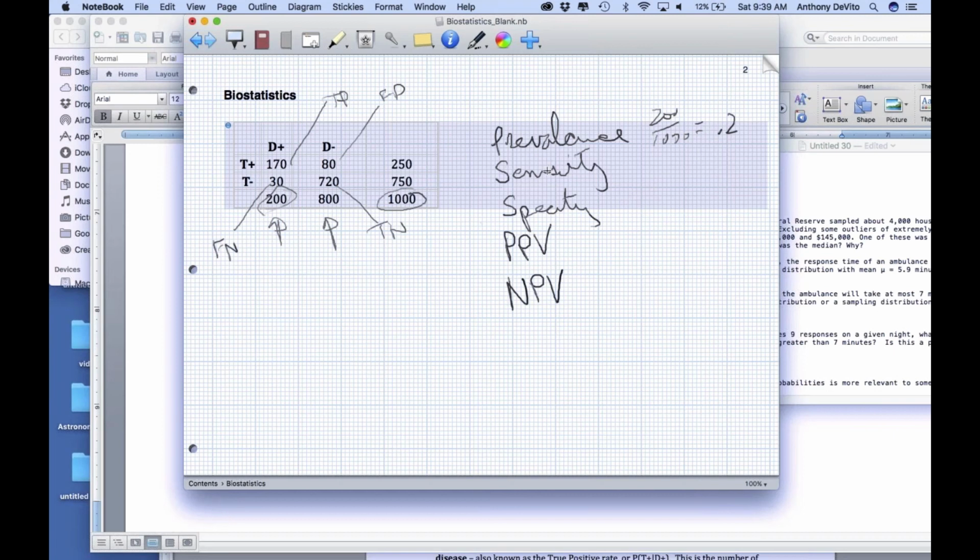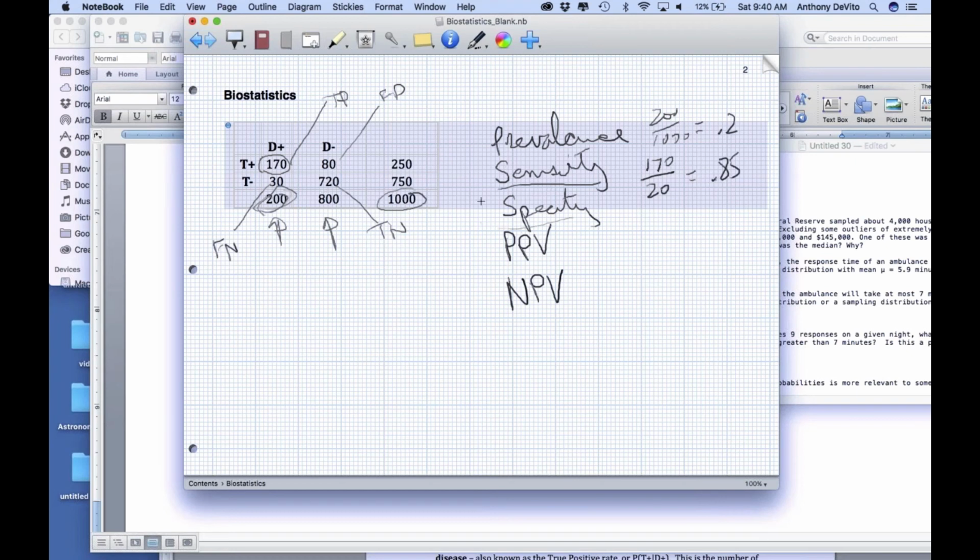Okay, now sensitivity. Sensitivity is how good the test is at identifying people that have the disease. 200 people have the disease. It correctly predicted they had the disease in 170 cases. So the sensitivity is 170 over 200, okay, which is equal to, I think, 0.85, if my head math is right.